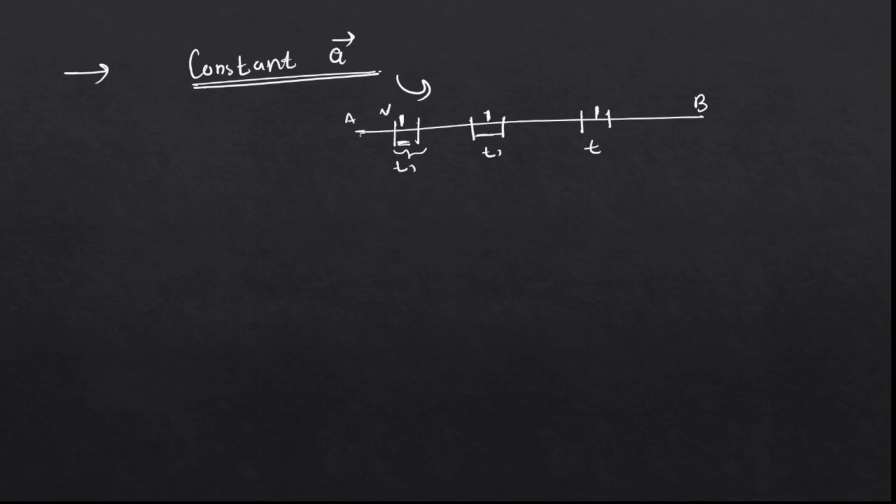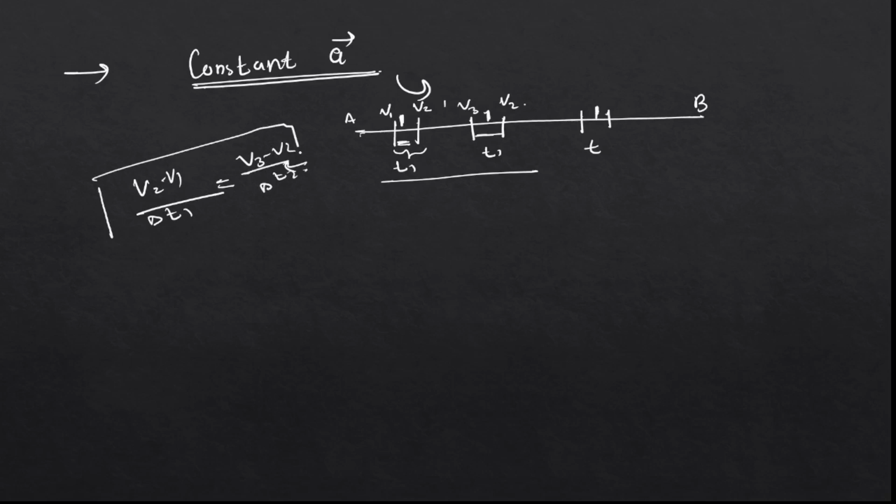Let's say here the body has velocity v1, here v2, v3, and v4. What it would mean is that if the body has constant acceleration, then v2 minus v1 upon this time interval, say delta t1, would be equal to v3 minus v2 upon the next interval. This would be termed a constant acceleration.